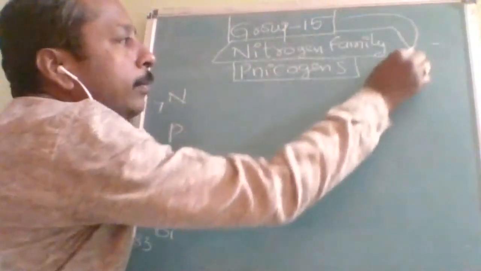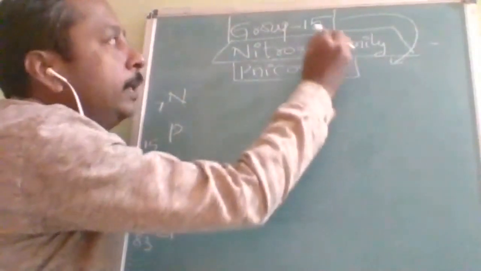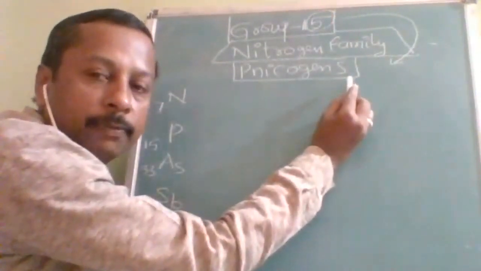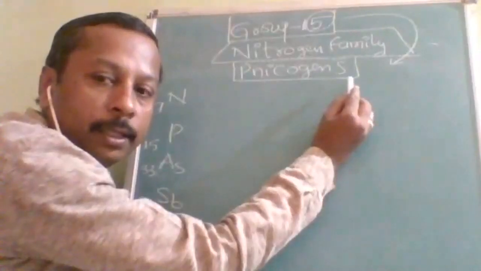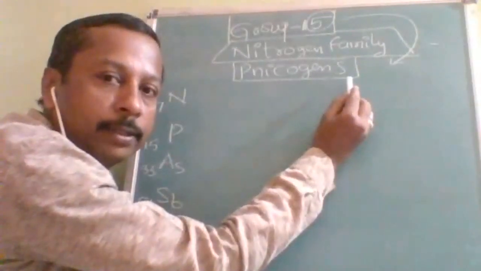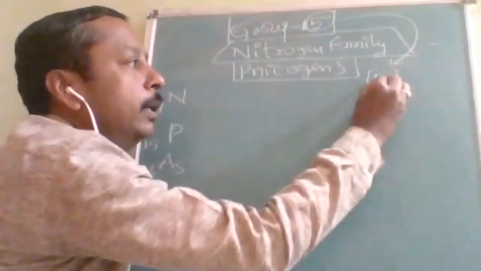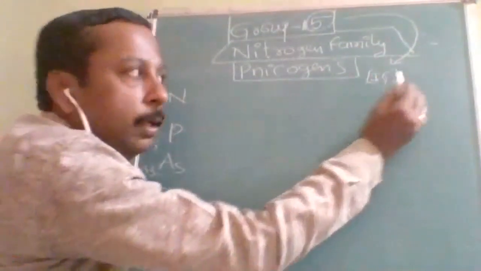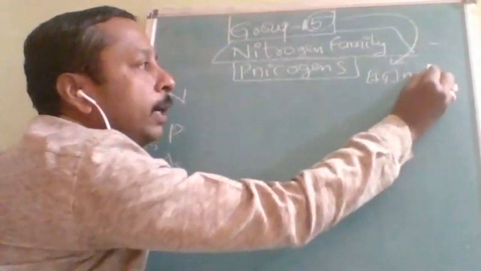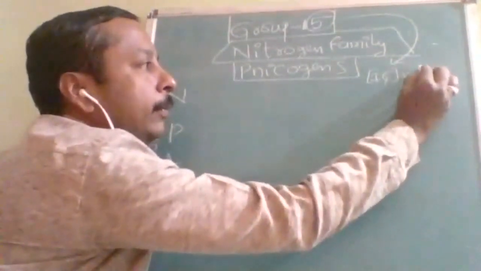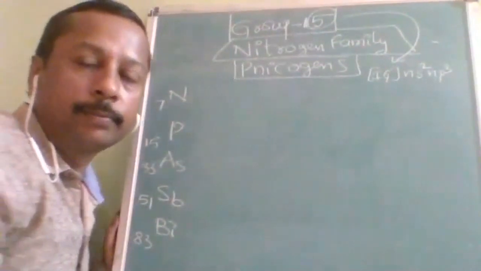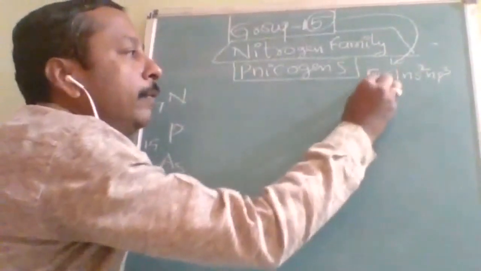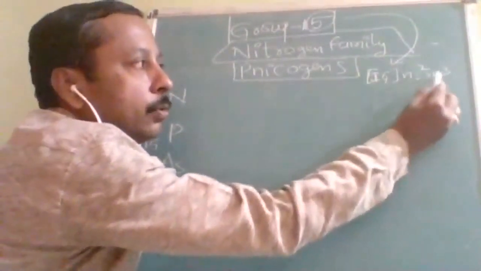Every group contains a general electronic configuration. There is a trick: 15 means 5, and that 5 shows that there will be 5 electrons in the valence shell. Here IG stands for inert gas. Other than the inert gas, there will be 5 electrons: ns2, np3. This is the general group configuration. Inert gas, then ns2, np3.